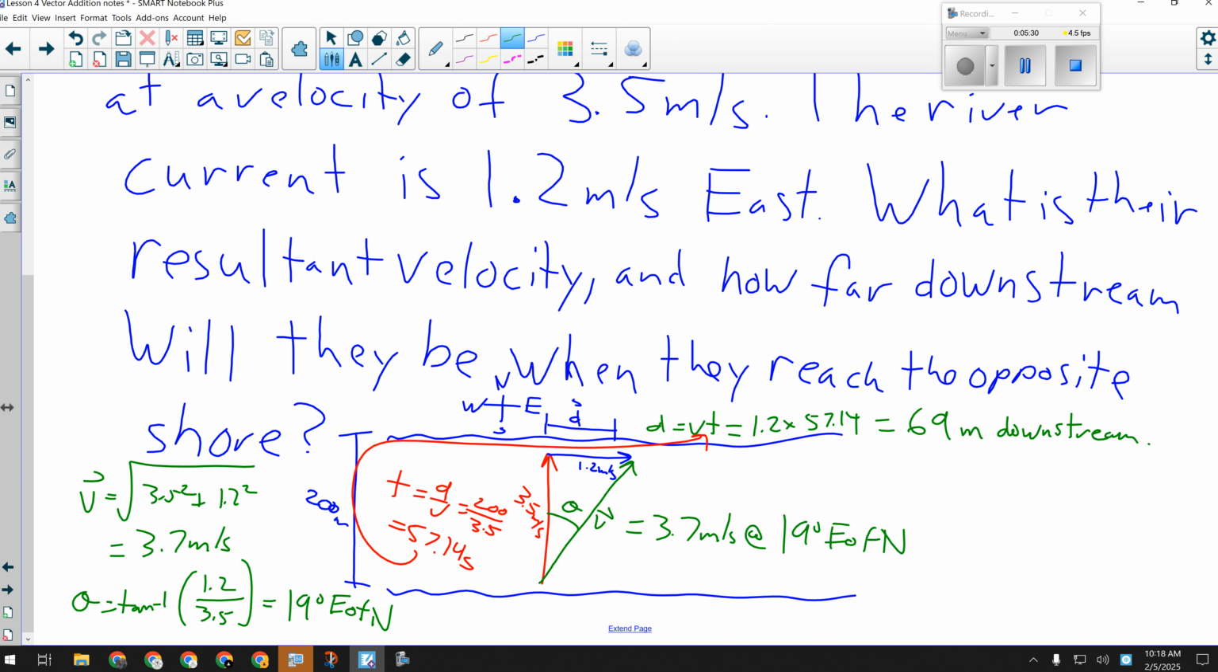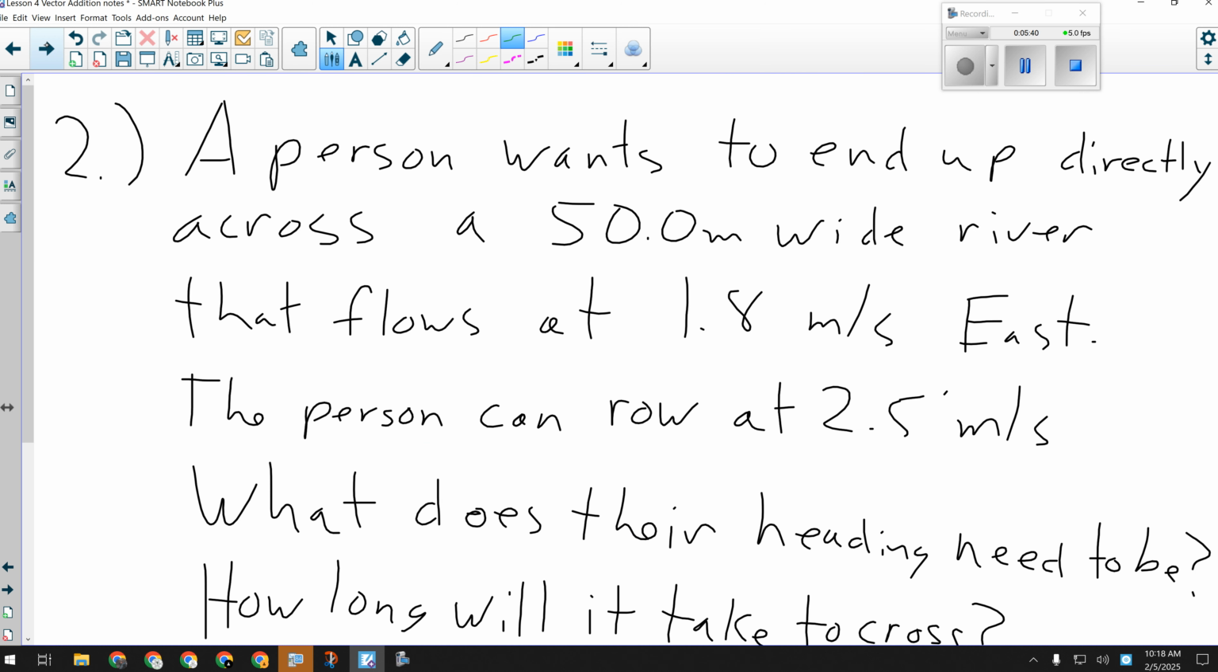Everybody all right with that? Ringing a bell from yesterday? All right, so that's a typical rowing across question. Try this one.